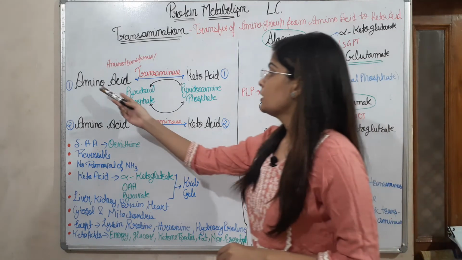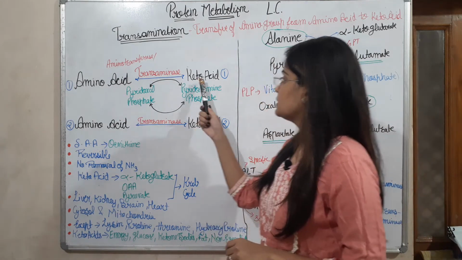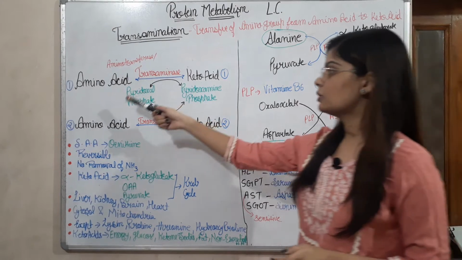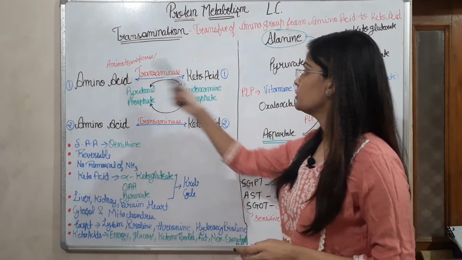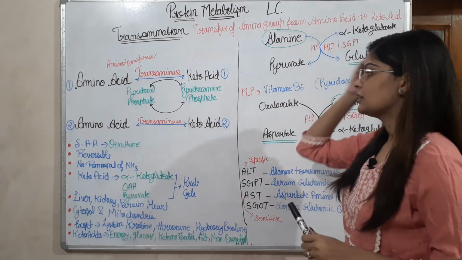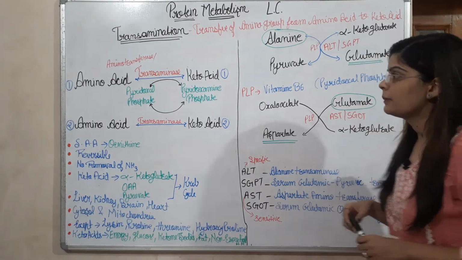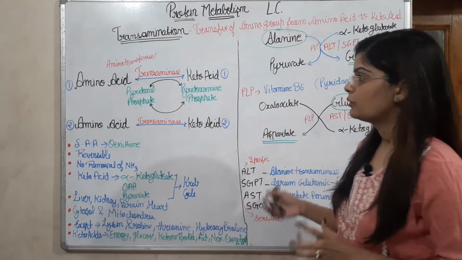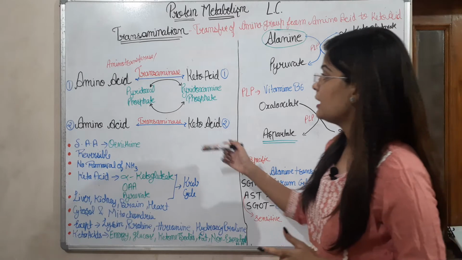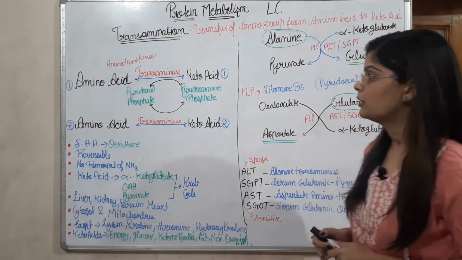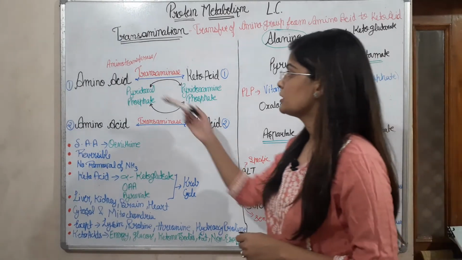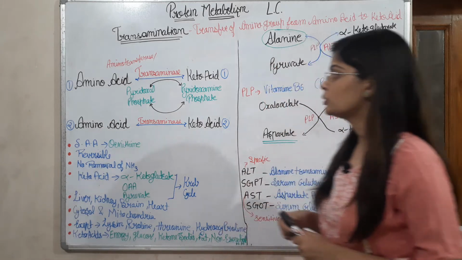So here it is the amino acid, which is the donor, and this is the acceptor. So it is donating its amino group to the keto acid, and the keto acid is accepting the amino group from the amino acid. Here the enzyme transaminase is playing a role, and we can also call it aminotransferase. Okay, both are the same.